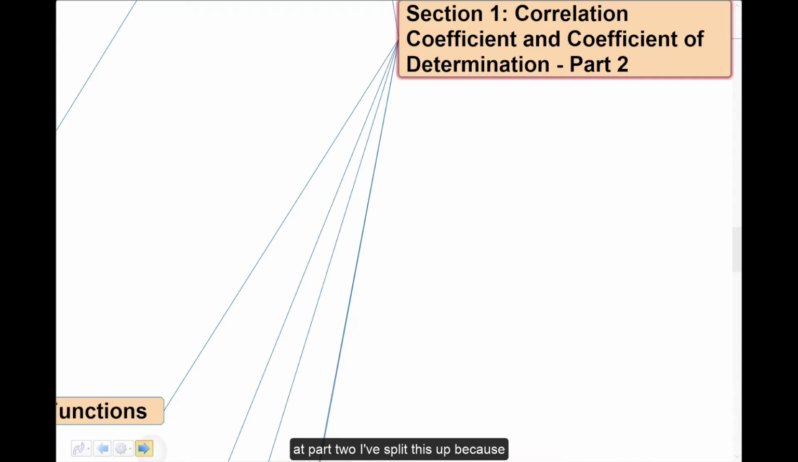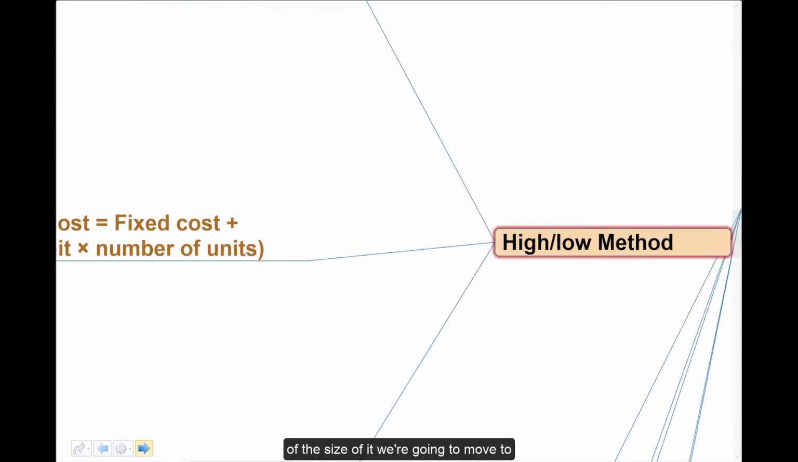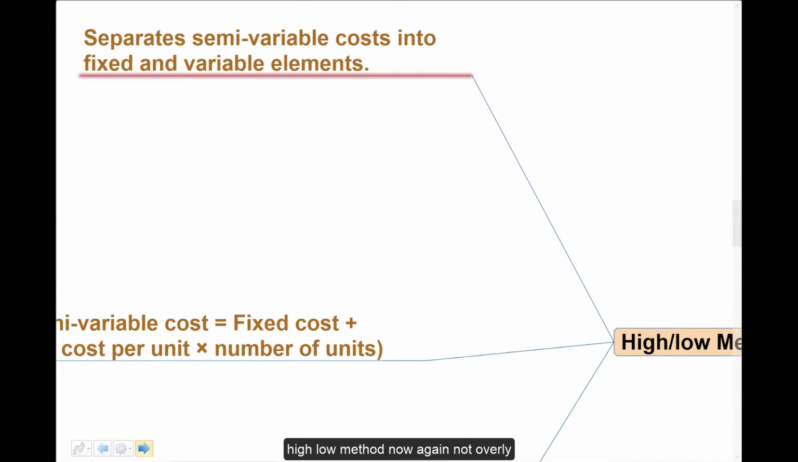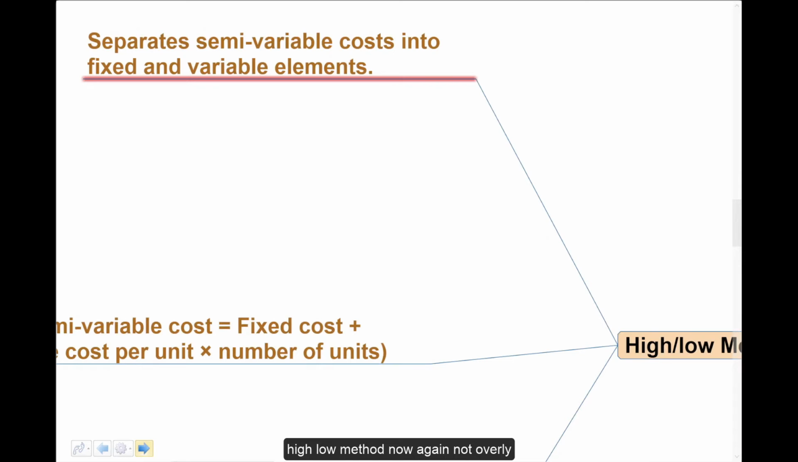Let's look at part 2. I've split this up because of the size of it. We're going to move to the high-low method. Now again, not overly complex. I do find some students more geared or more interested in the mathematical side. Some students a little bit of both. Some students really don't like the math side. We don't need to be mathematical geniuses to be able to use either the correlation coefficient or that formula from the tables, or indeed this area of the high-low method.